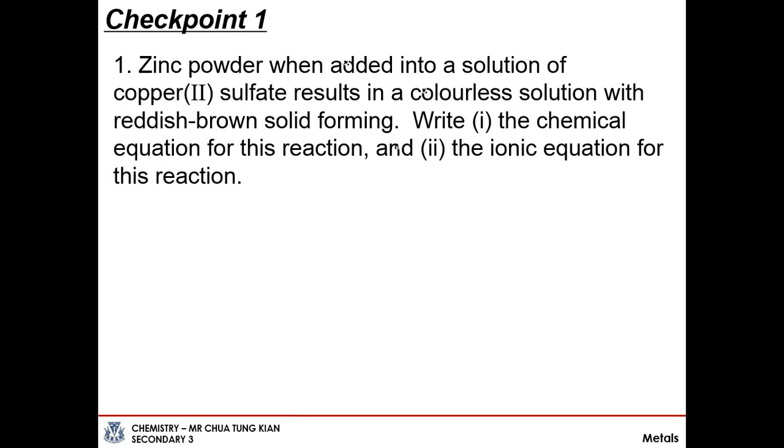In checkpoint 1, we have zinc powder added into a solution of copper 2 sulfate. If you remember, copper 2 sulfate aqueous solution is blue in color. So zinc powder is placed into copper 2 sulfate solution. After some time, you get a colorless solution and a reddish brown solid forming. So what is this reddish brown solid? Write the chemical equation for this reaction and the ionic equation for this reaction.